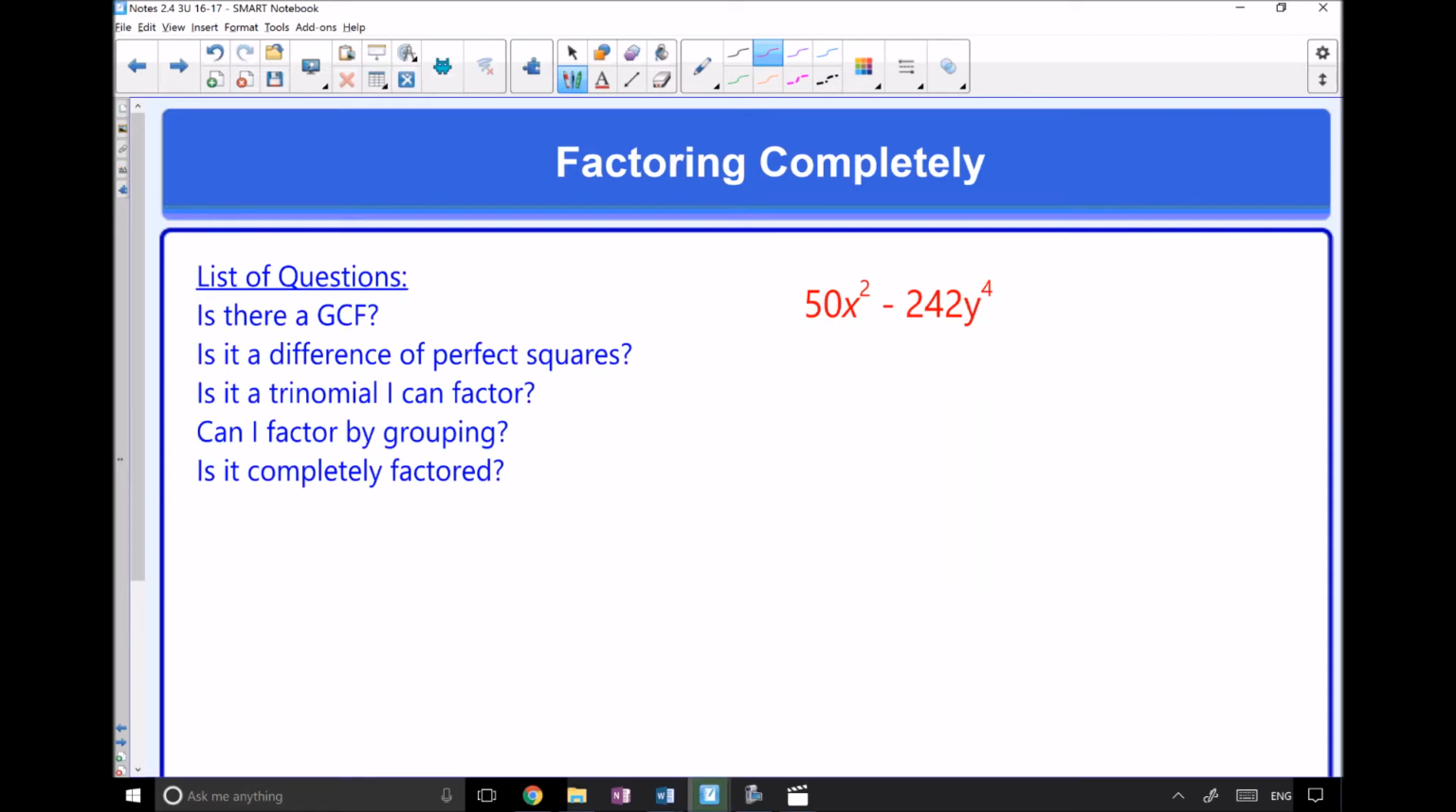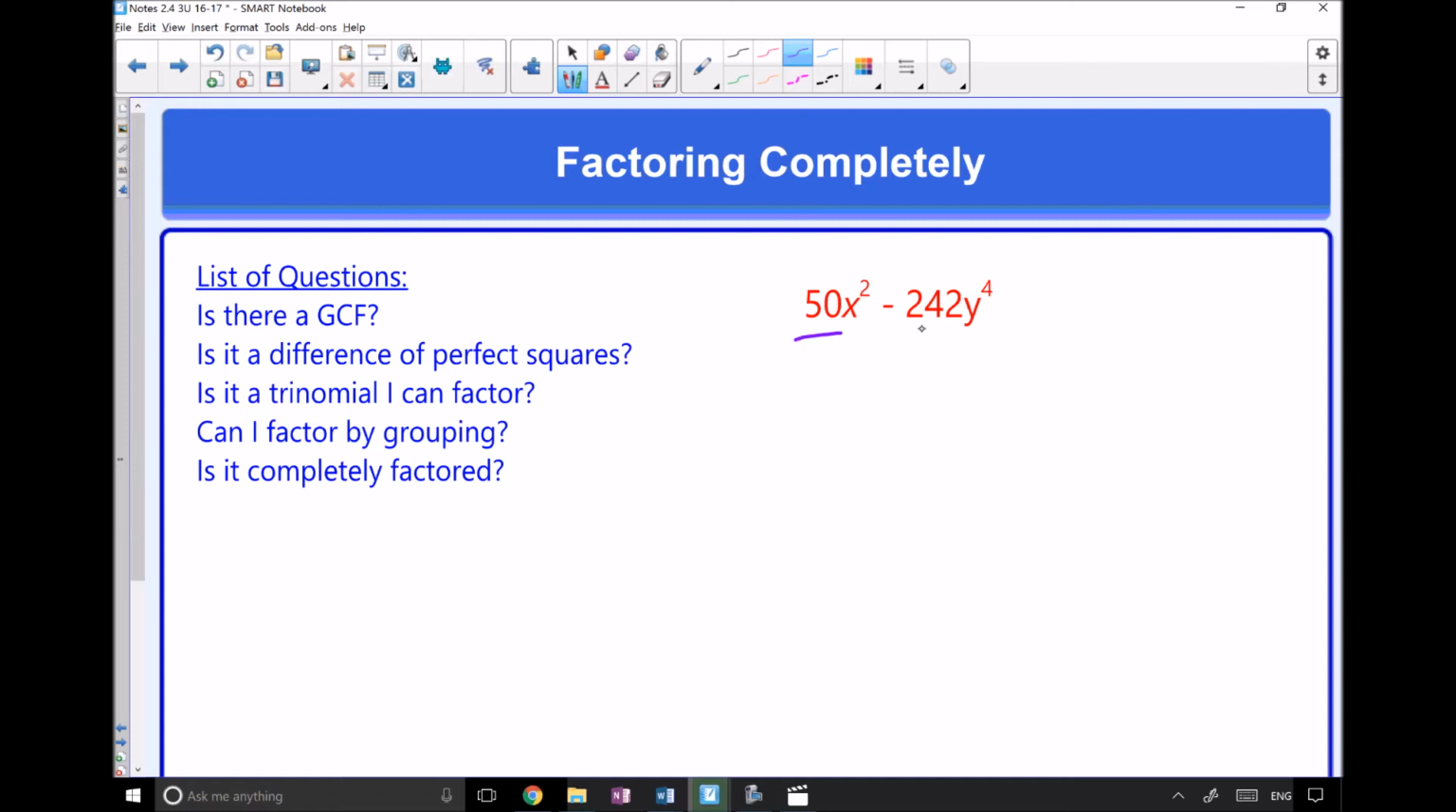Okay, so let's go ahead and apply this to this question right here. You don't have to rewrite the list of questions because hopefully you have it in your notes, and we're going to do this example here. So the first question I'm going to ask myself is, is there a GCF? Is there a greatest common factor?